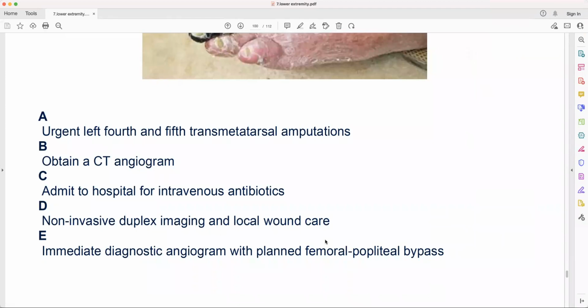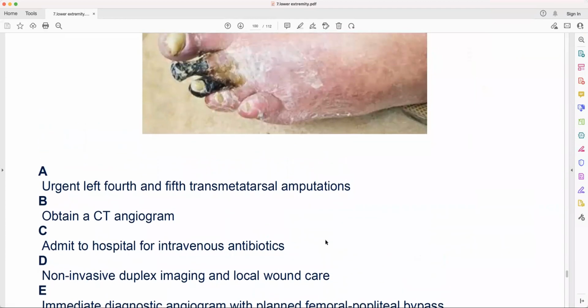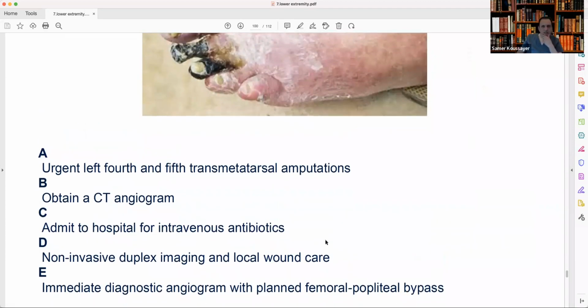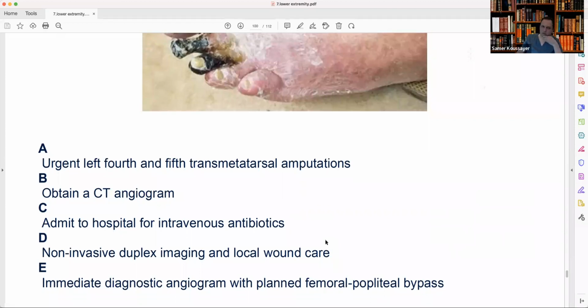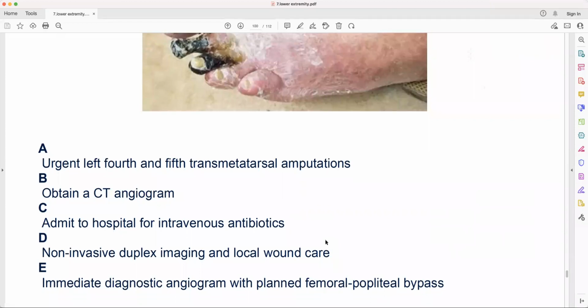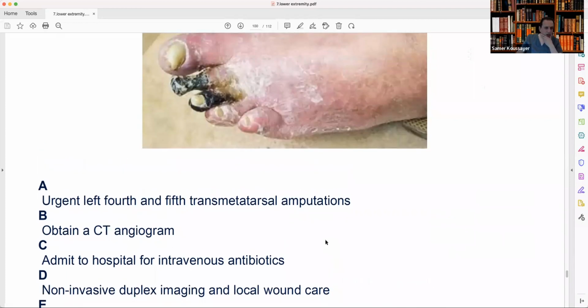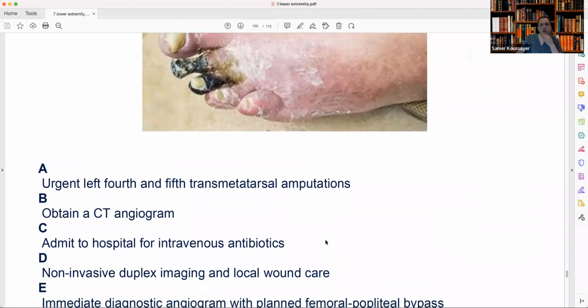C. Admit to hospital for intravenous antibiotics. Yeah, it's not a bad option, but we'll keep it there. Let's see the next options. Non-invasive duplex imaging and local wound care.